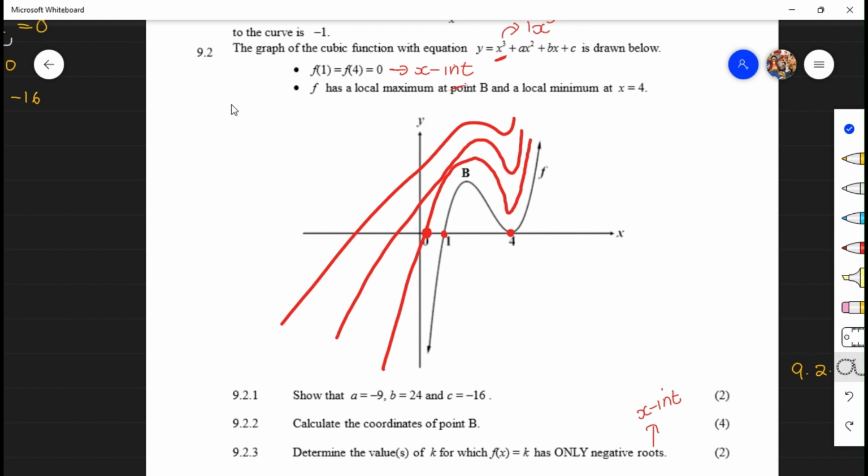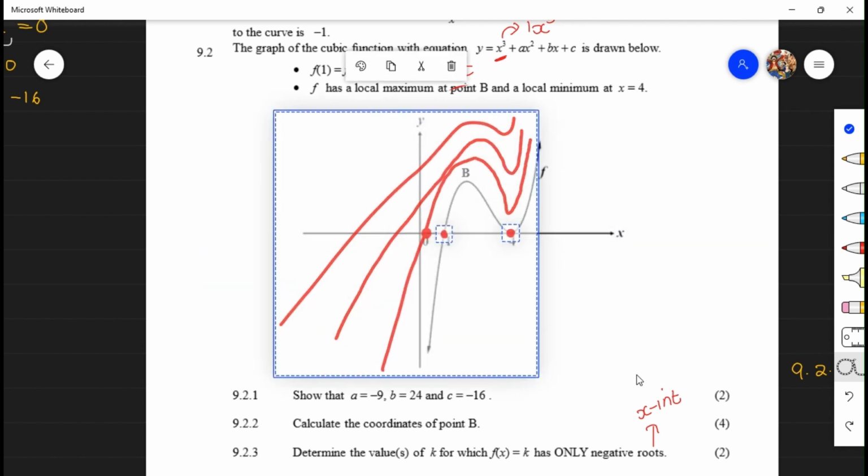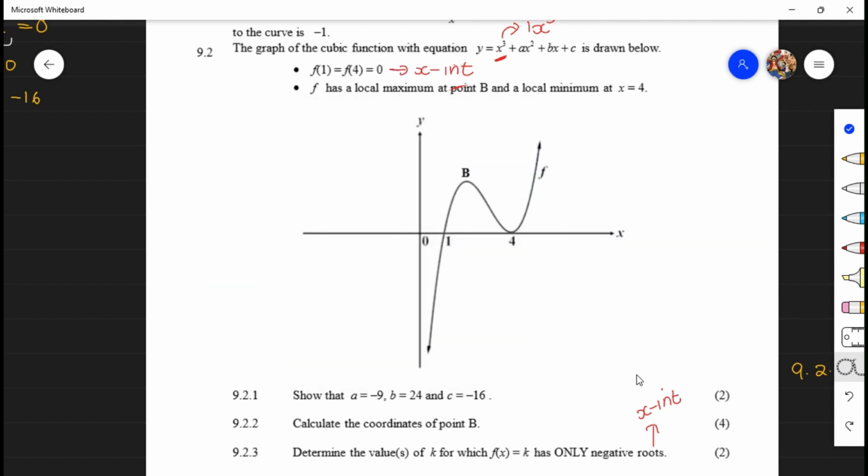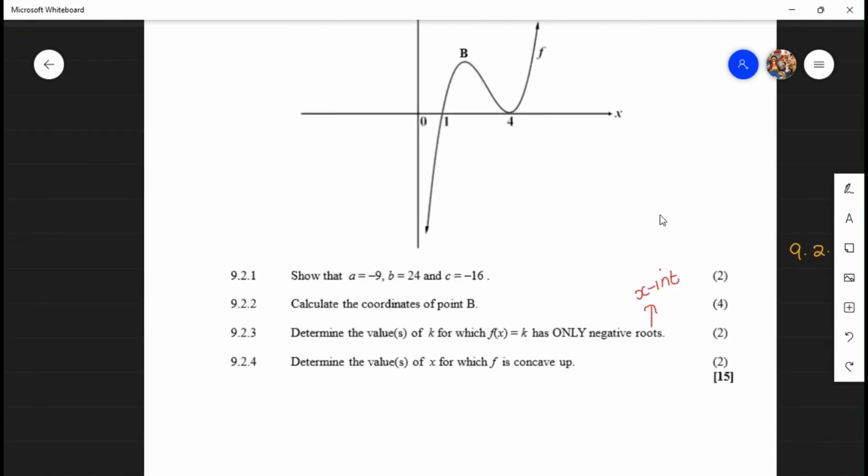A few questions that you could get relating to k are only negative roots, only positive roots, two positive roots, two negative roots, one positive root, one negative root, or three positive roots or three negative roots. Those are the type of questions that you could end up with. So you can refer to your textbook. There's a whole section relating to your value of k and how it affects your graph, and that should assist you. Now let us move on to question 9.2.4.